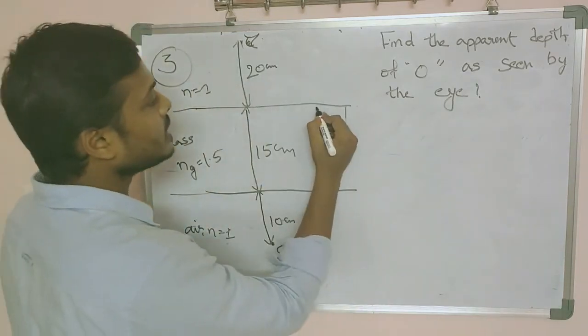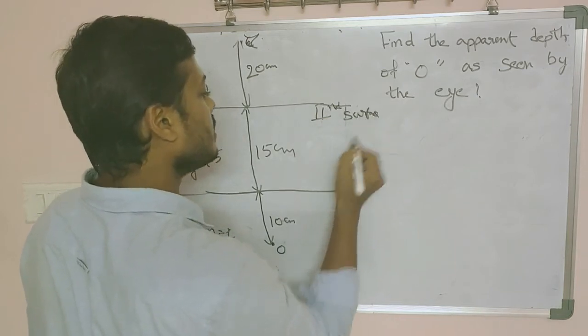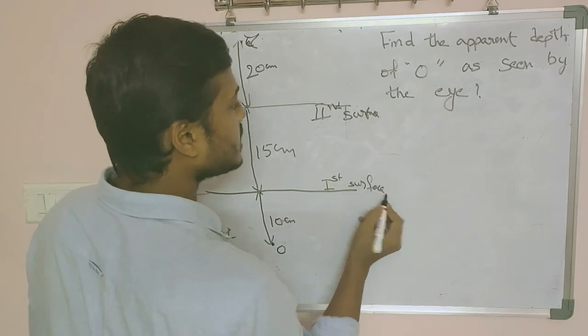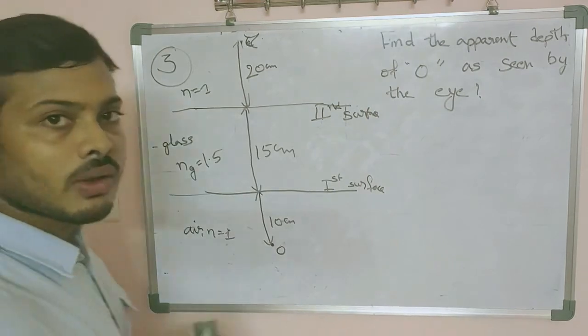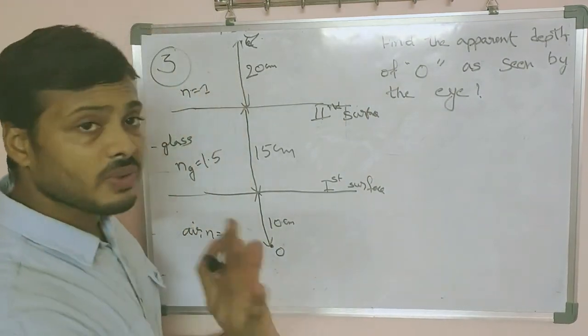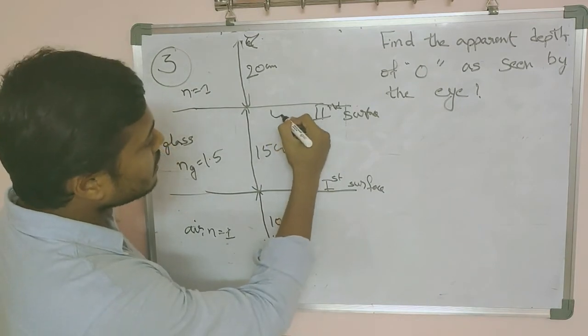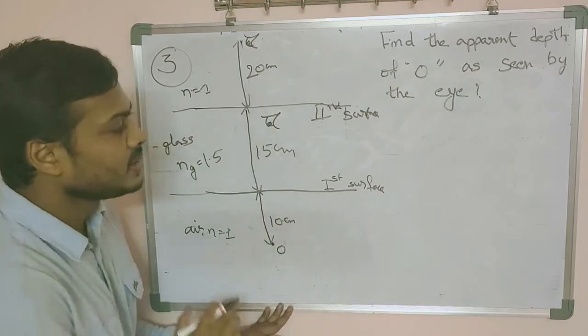So this we can say as the second surface, and this we can say is the first surface, where the refraction is happening. This is the first surface and this is the second surface. To solve such type of questions, first we have to assume that we are seeing this object from here, in this medium.